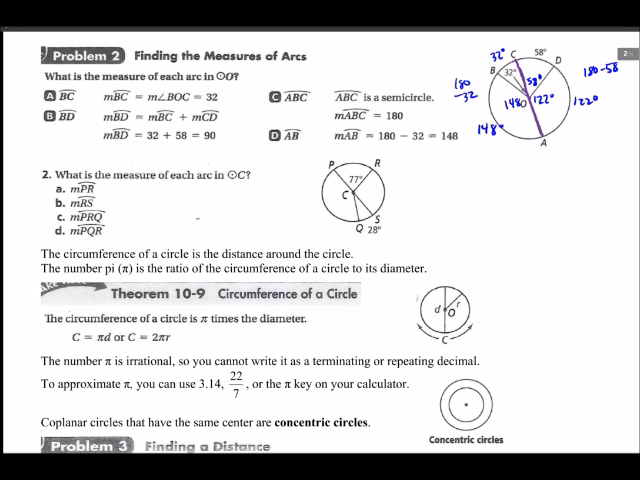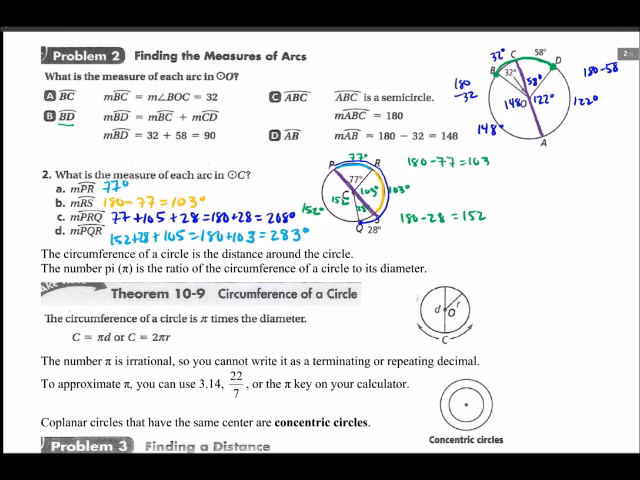So now all I have to do, arc BC, well, arc BC measures 32 degrees. Arc BD, how do we get BD? From here to here is arc BD, so that's 32 plus 58. It's going to give us 90 degrees, and so on and so on for the rest of them. Arc ABC is our semicircle, so it's 180, and arc AB is 148. And you know what that means. It's your turn to pause the video and do the next problem.